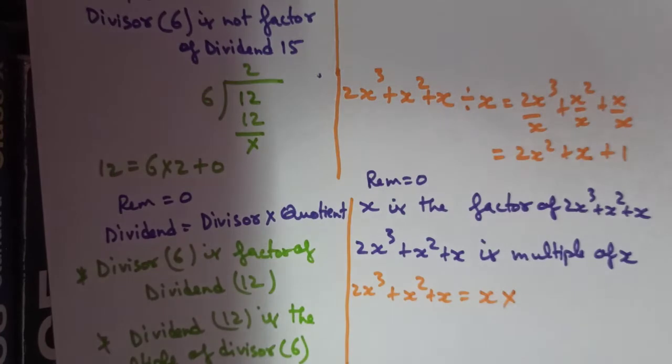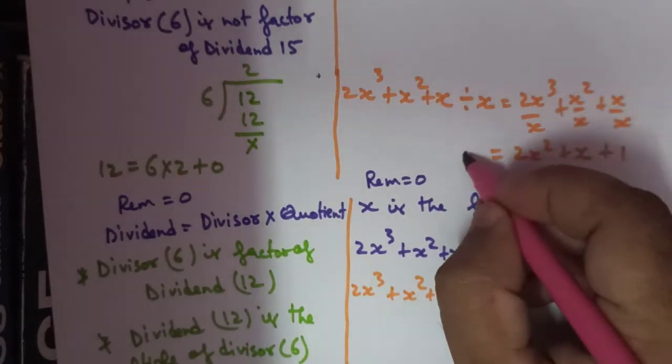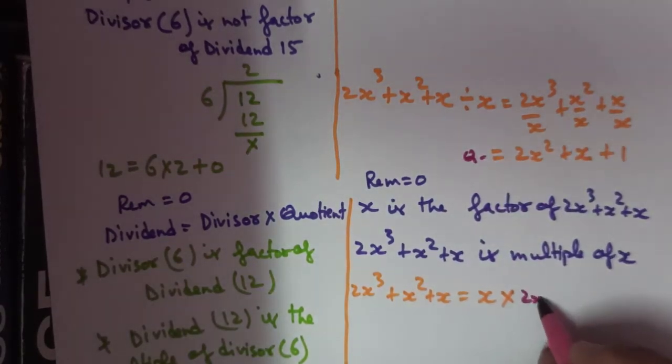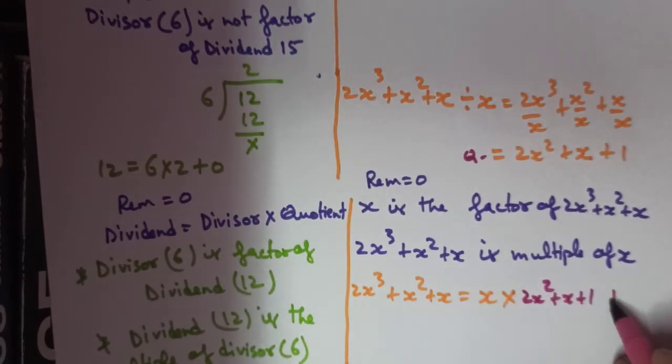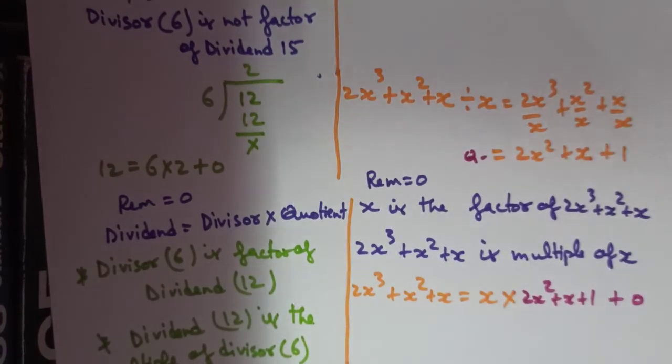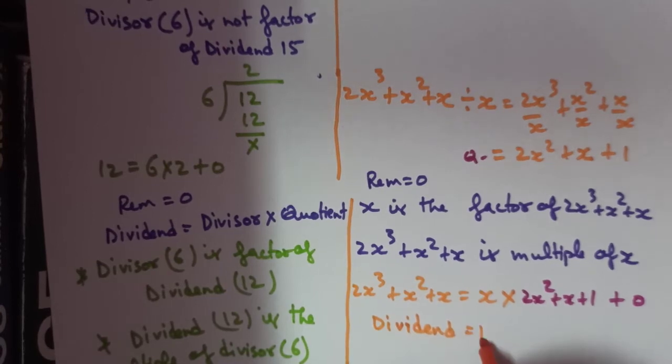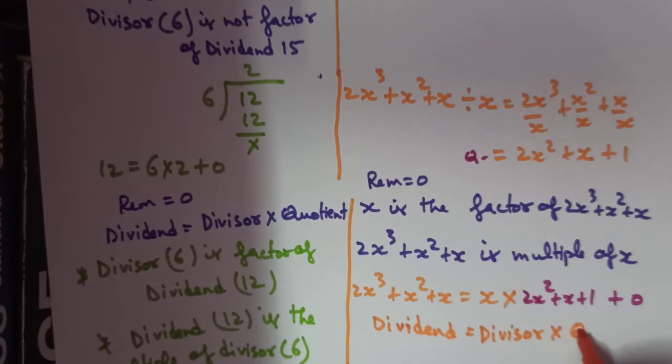What is the quotient? This will be the quotient. Okay, so we can write the quotient as 2x square plus x plus 1, and the remainder is 0. That is, dividend is equal to divisor into quotient plus remainder.